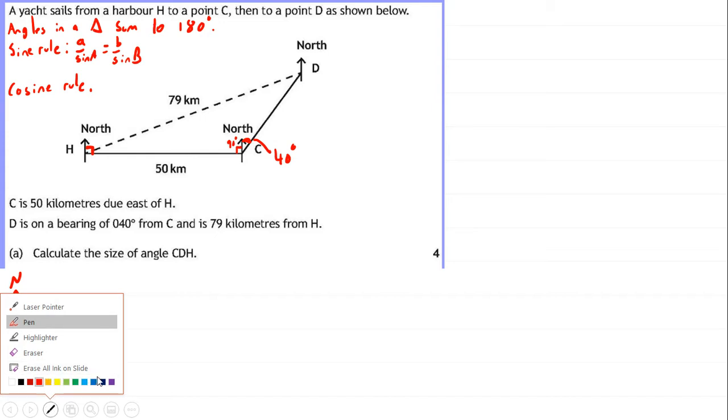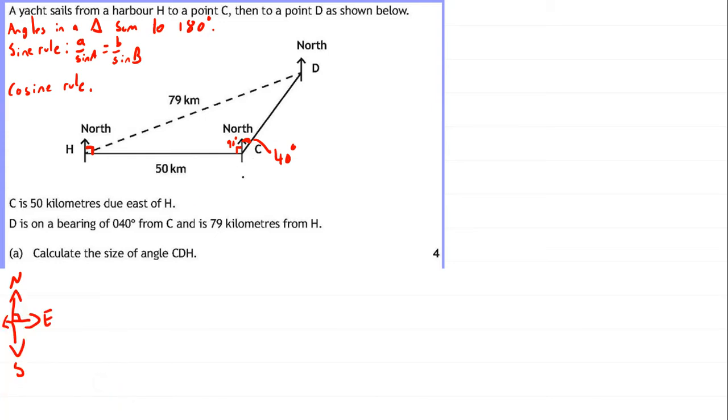Okay, I might use a different coloured pen now. So what we've learnt is this angle here, this big angle, which I'm going to call angle HCD, because you start at H, you go to C, and you go to D. This big angle is actually 90 degrees plus 40 degrees. That angle there is 130 degrees. Again, all I've used to get that is information from the question. I know that this is a right angle. I know that this is 40 degrees, so I can just add it up.